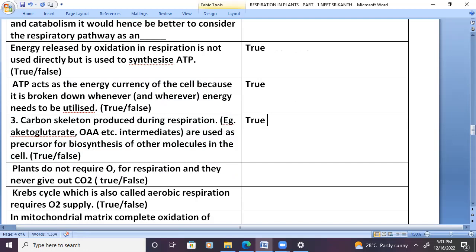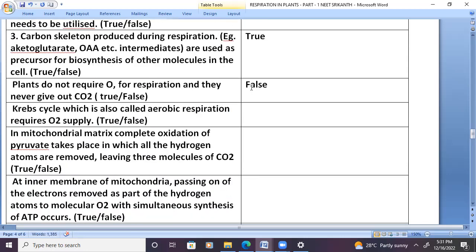Plants do not require O2 for respiration and they never give out carbon dioxide. False. Krebs cycle, which is also called aerobic respiration, requires oxygen. True. In mitochondrial matrix, complete oxidation of pyruvate takes place in which all the hydrogen atoms are removed, leaving the 3 molecules of carbon dioxide. True.